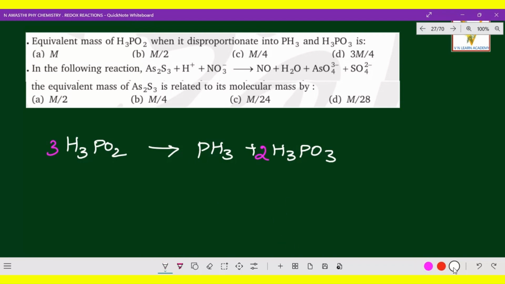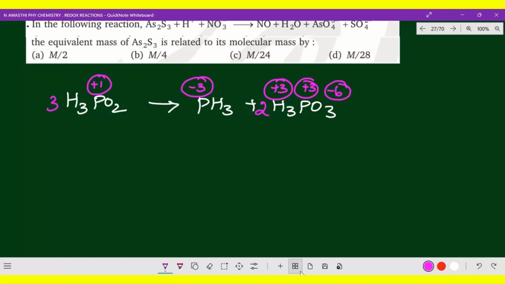Now in that, here actually minus 4, so here plus 3. So here you will get plus 1 oxidation state. And the same way this is plus 3. So this is minus 3 oxidation state. Now here this is minus 6. Now this is plus 3 and this is plus 3 oxidation state. Okay, now let us write each one so that it will be easy for us to identify.